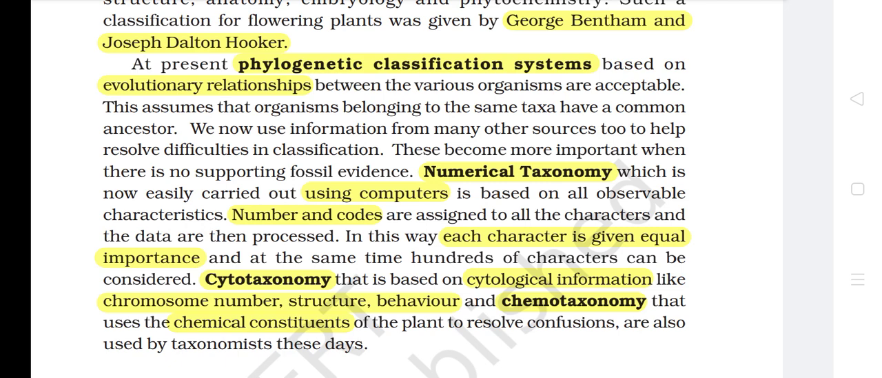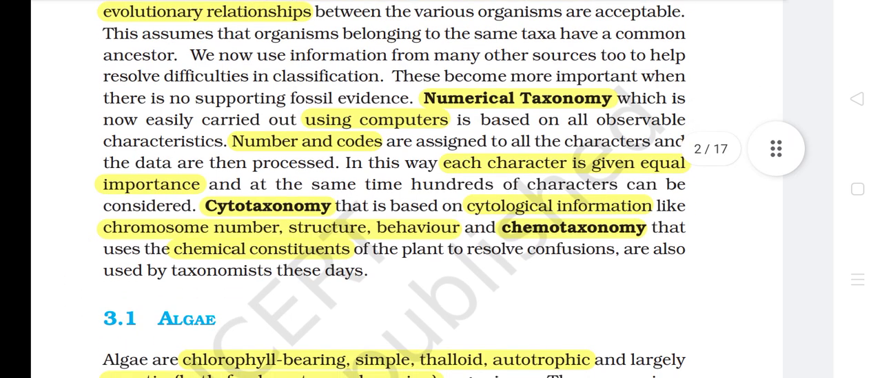We now use information from many other sources too to help resolve difficulties in classification. These become more important when there is no supporting fossil evidence. Numerical taxonomy, which is now easily carried out using computers, is based on all observable characteristics. Numbers and codes are assigned to all the characters and the data are then processed. In this way, each character is given equal importance and at the same time hundreds of characters can be considered. Cytotaxonomy, that is based on cytological information like chromosome number, structure, behavior, and chemotaxonomy that uses the chemical constituents of the plant to resolve confusions are also used by taxonomists these days.